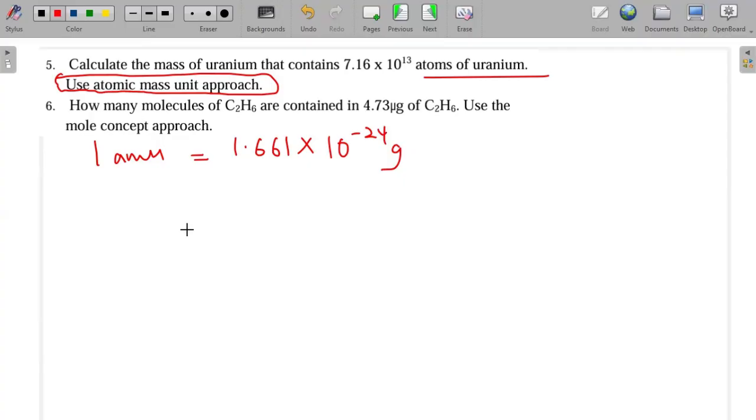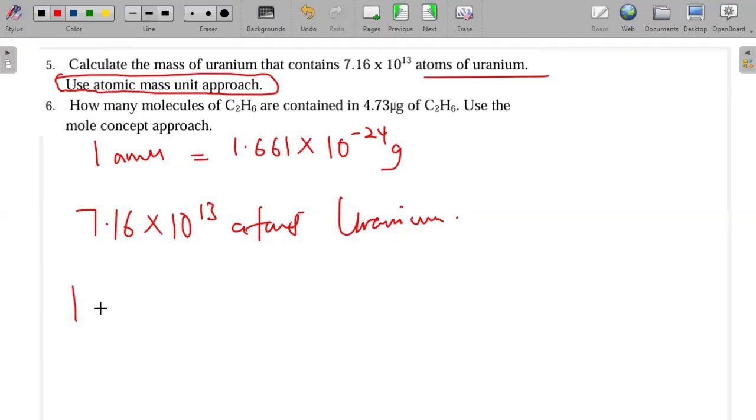Okay, so we want to calculate the mass. So we're going to use this thing here. So in here, we've been given how many atoms? 7.16 times 10 to the power 13 atoms of uranium. Okay, so now remember from the definition, when we're just starting, I said one atom has how many atomic mass units? It has the atomic mass units equivalent to the molar mass of that atom, right? So here we're talking about uranium.